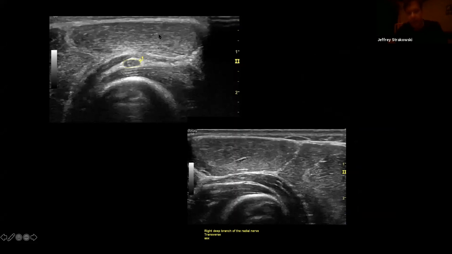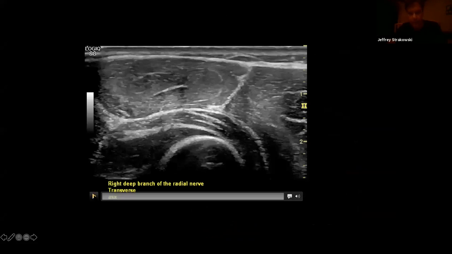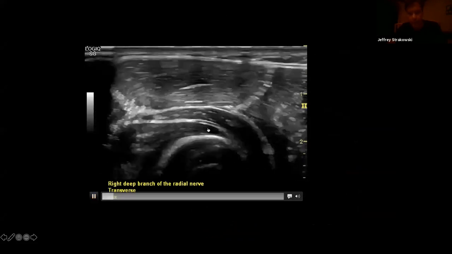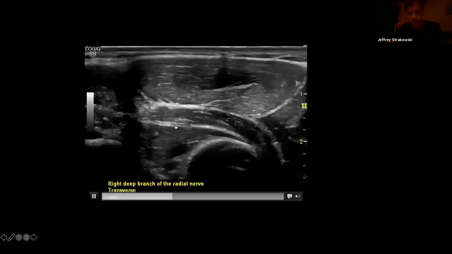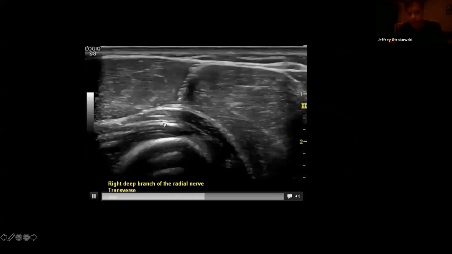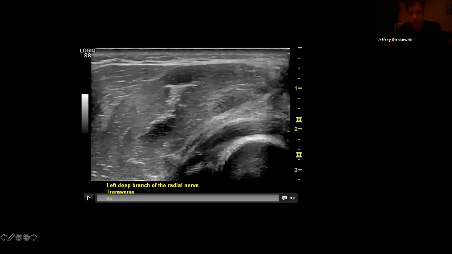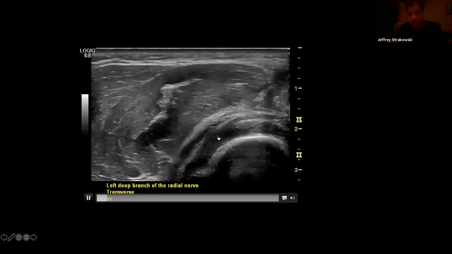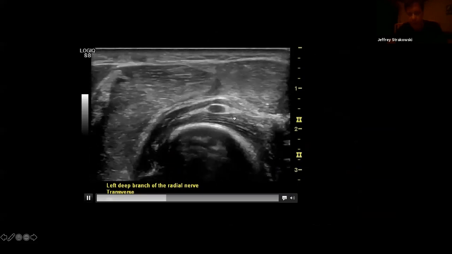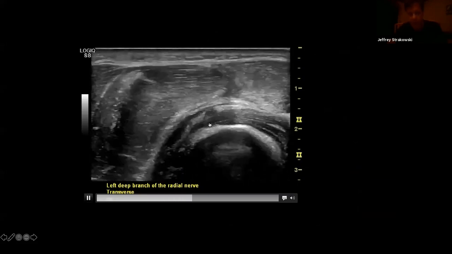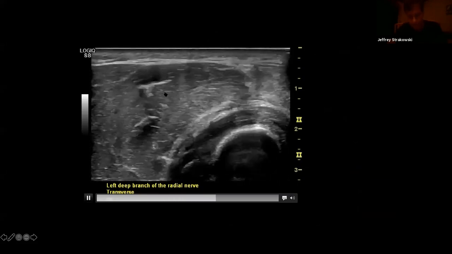There are some other factors too: in the muscle architecture, the overlying extensor digitorum has some denervation. And this is just looking at the short axis of the unaffected side. So a pretty small set of fascicles going between the two heads of the supinator. This is the affected side. And you can tell that it's pretty enlarged. It's quite a bit different than what we see on the other side. So we definitely see a focal enlargement here.